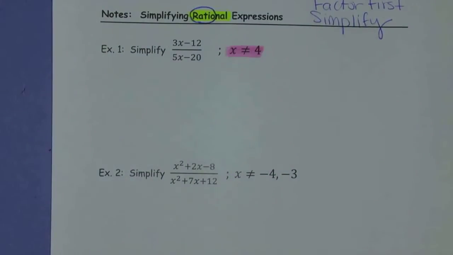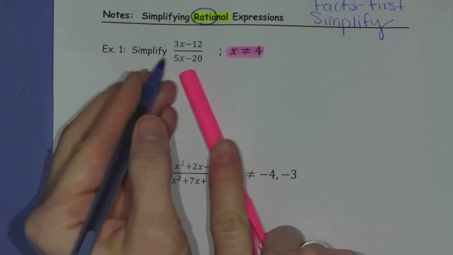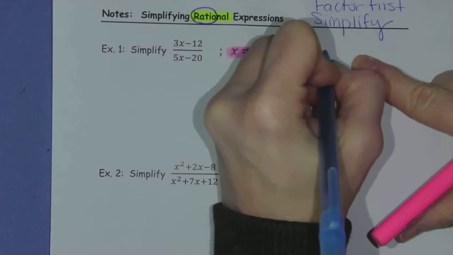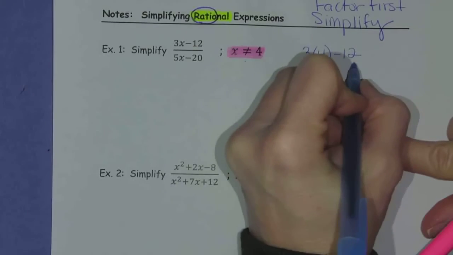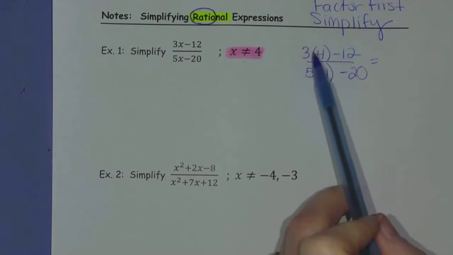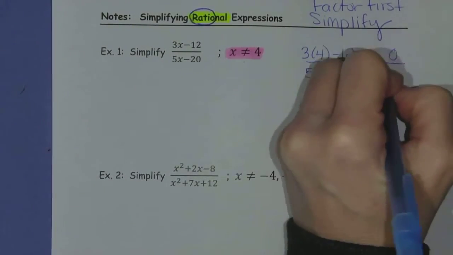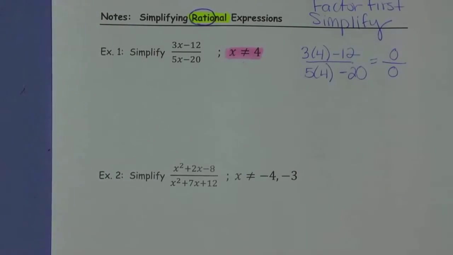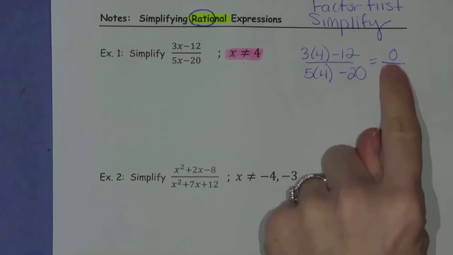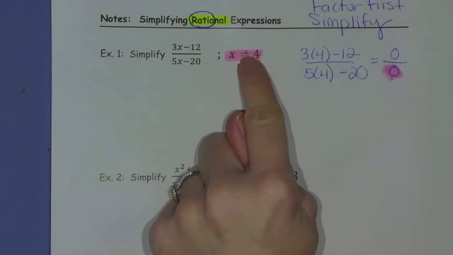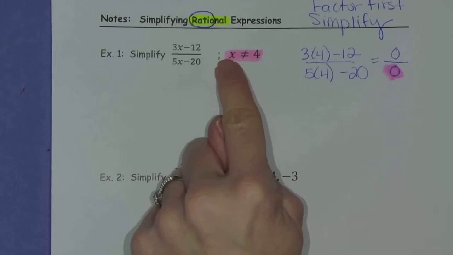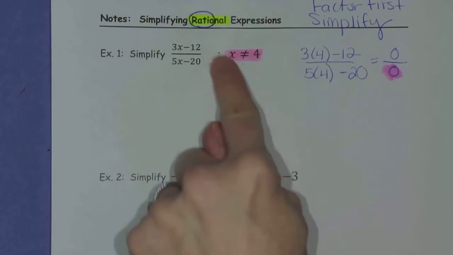Well, let's plug 4 in to this expression and see what's going on at 4. So if I evaluate this for x equals 4, I would get 3 times 4 minus 12 over 5 times 4 minus 20. And that would result in 12 minus 12, which is 0, and 20 minus 20, which is 0. And so this right here is a big no-no. We don't like 0 in the denominator of a fraction. So because this value creates that drama, we're going to take that out of the domain. X cannot be 4.